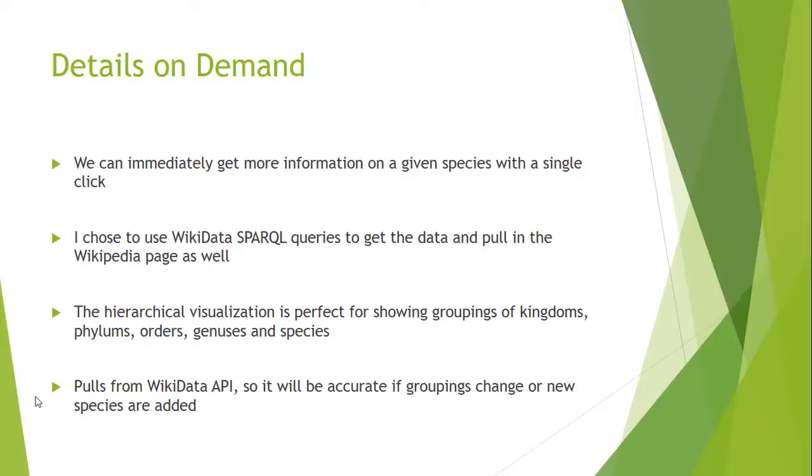I chose to use Wikidata's SPARQL queries to get the data and pull in the Wikipedia page of each species. The circle packing hierarchical visualization is perfect for showing the groupings of kingdoms, phylums, orders, genus, and species. And since the data is pulled in from the Wikidata API, it will be accurate if the groupings change or a new species is ever added.